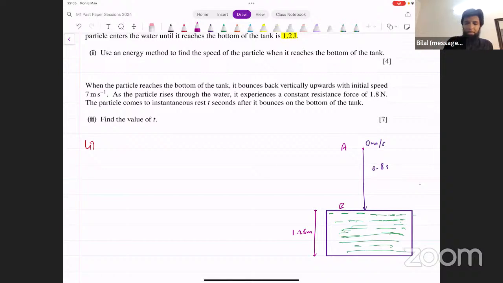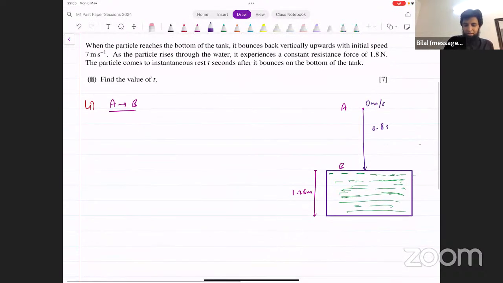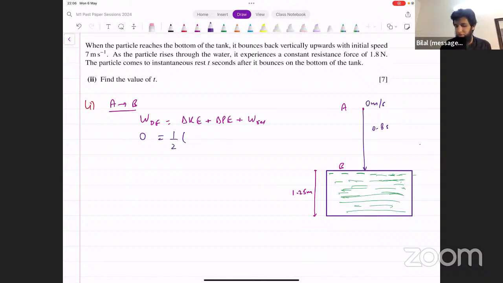So what do we know from A to B first of all? From A to B, what information do we have? Let's use work done by driving force equals change in kinetic energy plus the change in potential energy plus the work done against resistance. Let's use this from A to B first of all. Now, what's the driving force? There's no driving force. The particle is just released from rest. This is 0. Change in kinetic energy, initial kinetic energy is 0. Final is what we do not know. Let's call this VB, velocity at the point B. VB squared minus 0 squared.